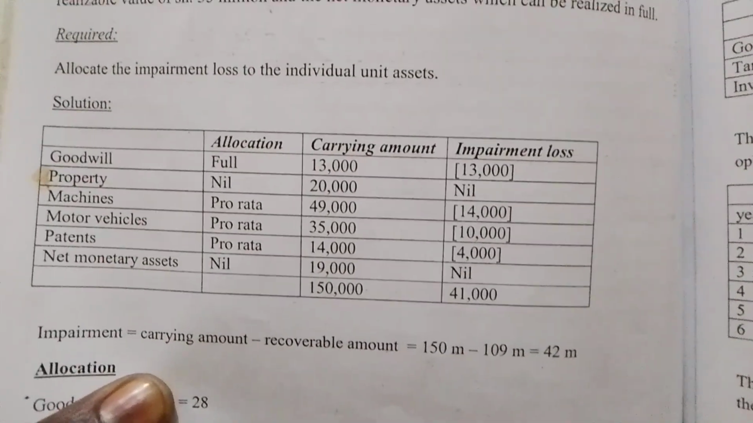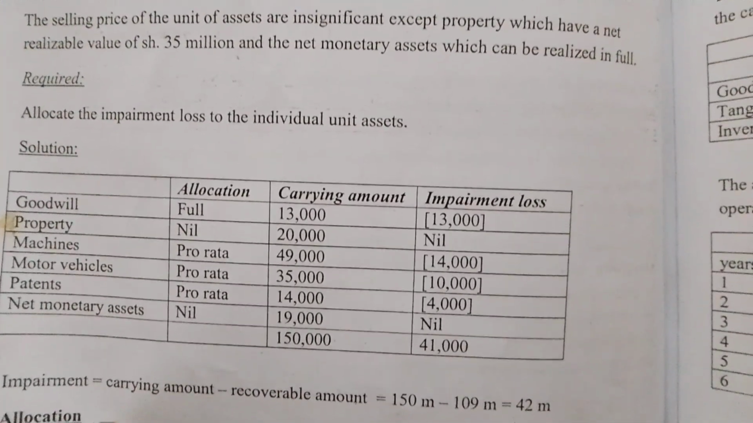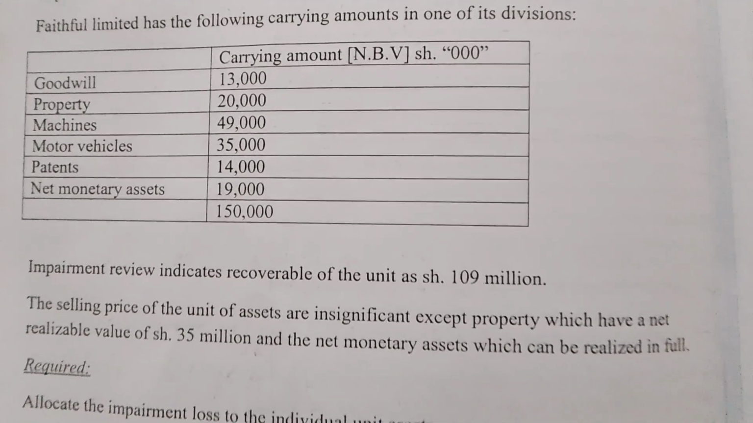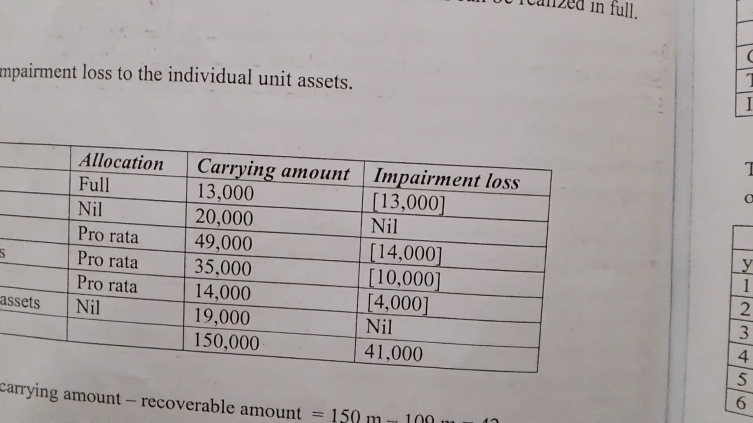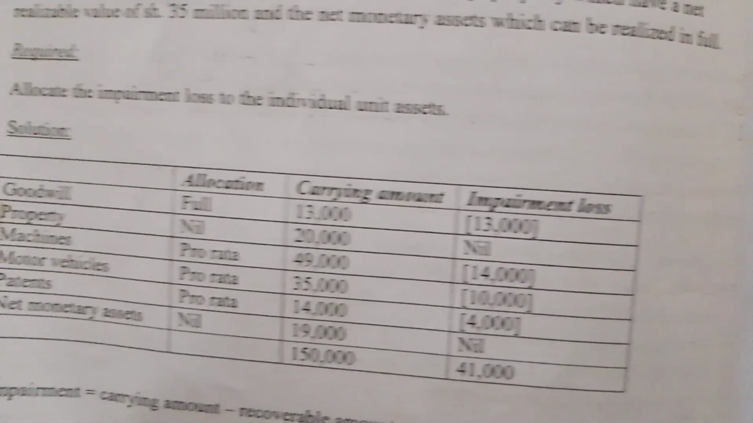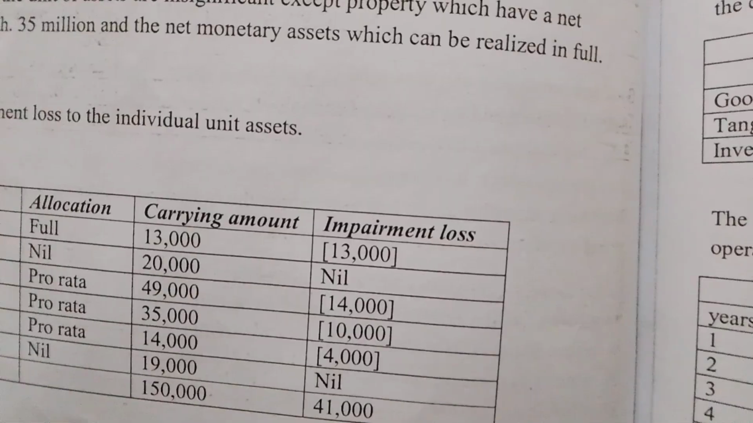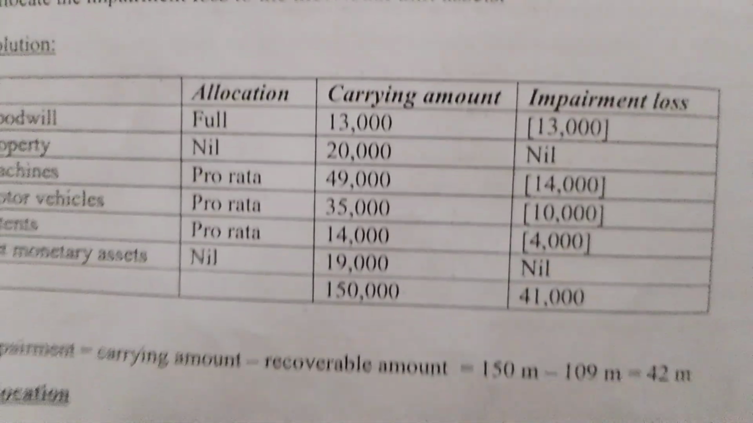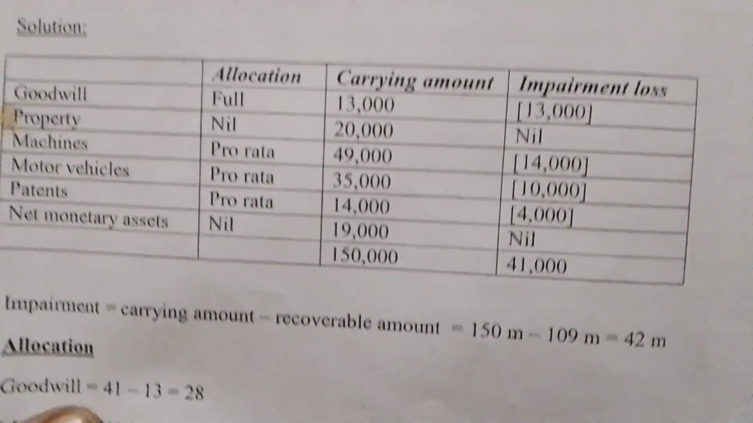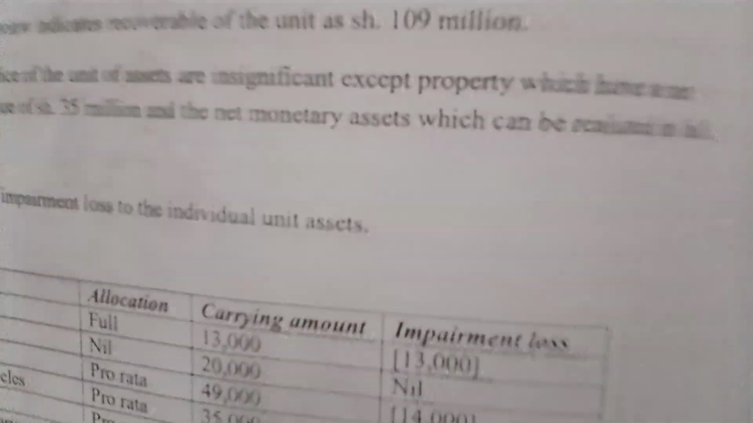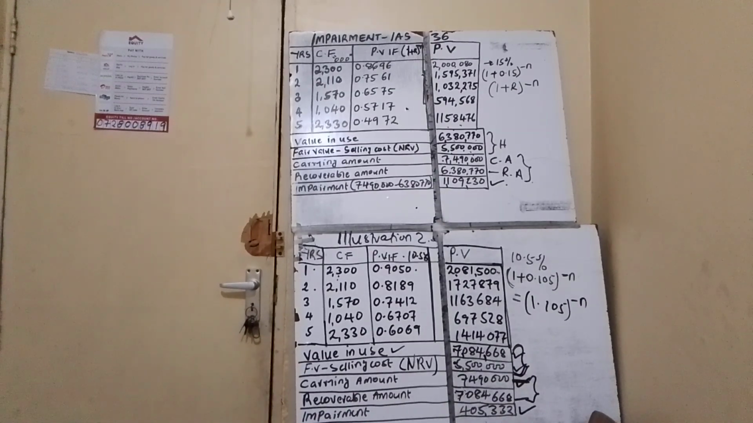So you can see there, net monetary assets, allocation, nil, carrying amount, 19,000, impairment, nil. So for net monetary assets and property, impairment is nil. Now try to see what we have done with the others, how we are allocating the others. The rest you use pro rata basis.